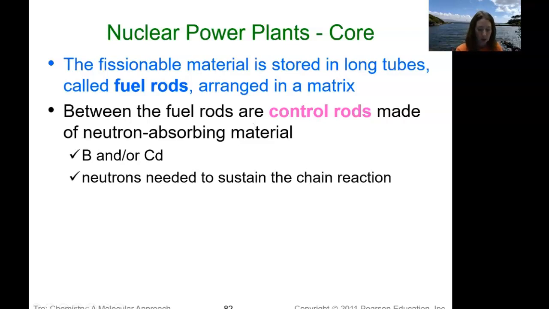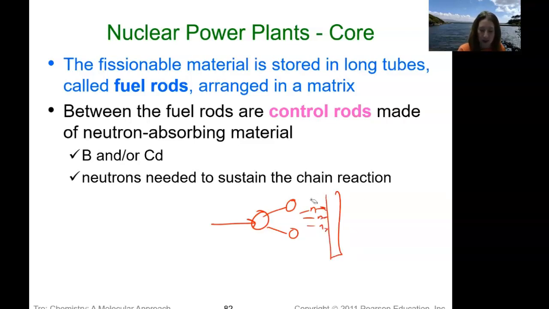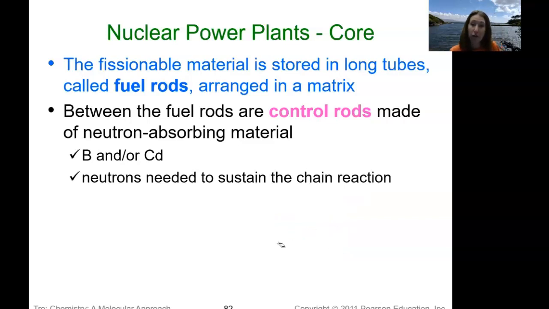Because remember, when we split a nucleus, when we hit it with a high energy neutron, it breaks apart into two smaller nuclei. And then also 3 more neutrons are released. And so we have these control rods, which will absorb the neutrons. And so this is the way we can control how fast the reaction occurs. So if we need a lot of energy or a little bit of energy, it depends on how much we use those control rods.